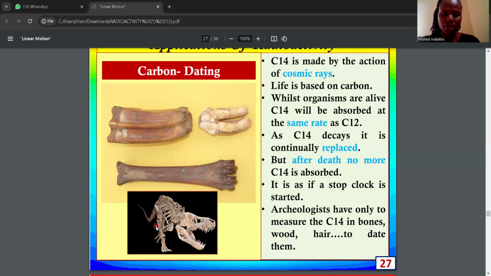Apart from that, sometimes someone can die, and their body is found some days after their death. What do they do? They are called forensic scientists. They measure the C14 within the person's body and then compare it with what? C12, and they are able to tell at what time this person died. They're able to estimate the time that a certain abandoned body actually died.